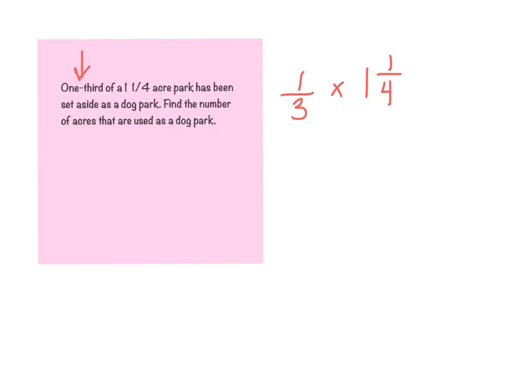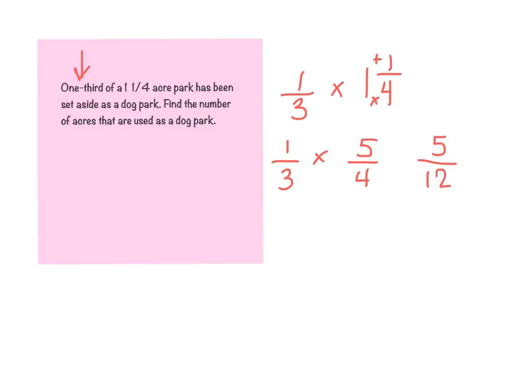So we are going to keep 1/3, and then we are changing 1 1/4 to an improper fraction, or a fraction greater than 1. So 4 times 1 is 4, plus 1 is 5, and then I have the same denominator, 5/4. So now I have 1/3 times 5/4. I am simply going to multiply my numerators straight across and then multiply my denominators straight across. So 1 times 5 is 5, and 3 times 4 is 12.